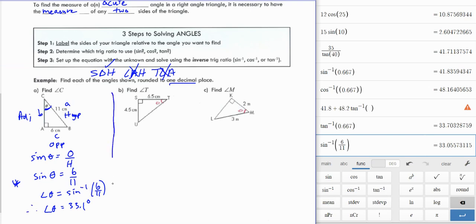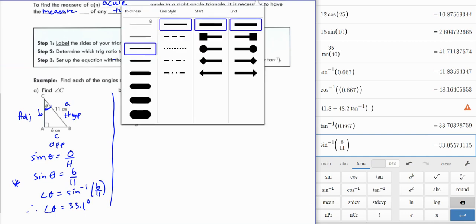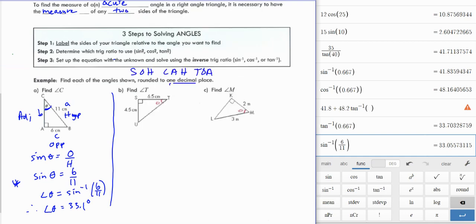Now let's continue. I'm going to rewrite my SOH CAH TOA for my next time. Let's change colors so it doesn't all start to blend. So things I need to do. Well, I need to label my sides. T and U and S. On the outside, I can label them as SOH CAH TOA, opposite and adjacent.